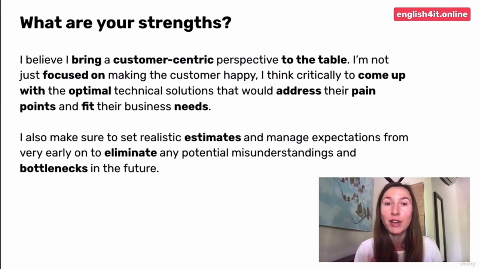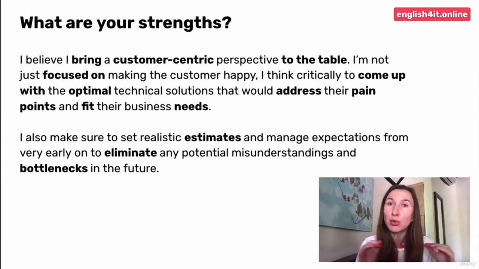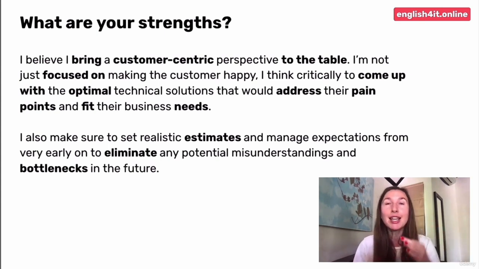And manage expectations from very early on to eliminate any potential misunderstandings and bottlenecks in the future. To eliminate means to get rid of, right? And bottlenecks, what is a bottleneck? So imagine a bottle, right? And a bottleneck is, what part of the bottle is the bottleneck? It's the narrowest part, right? So there is a wide part and the narrowest part, and technically the narrowest part is the part where you can get stuck or something can get stuck, right? So that's the bottleneck. So the point where you get stuck, for example. Okay, so use these expressions when answering the what are your strengths question.